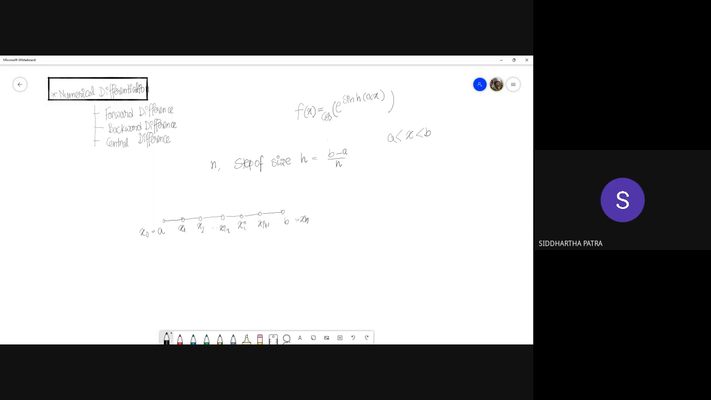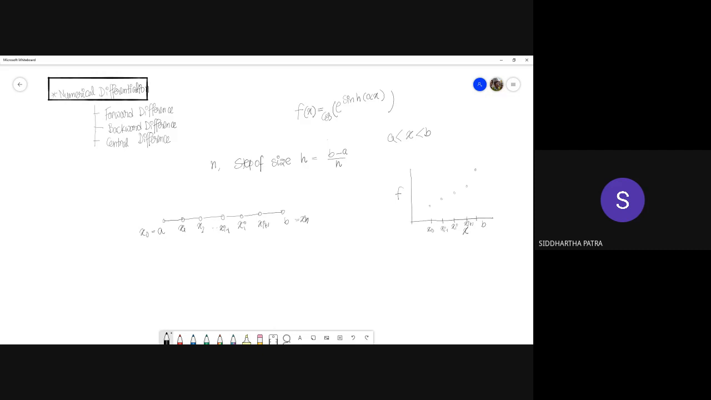So you should be in a position to evaluate this function f at such and such x values, starting from x0, then somewhere xi plus 1, xi minus 1, up to b. You should be able to evaluate that function. So let's say these are the values of that function.